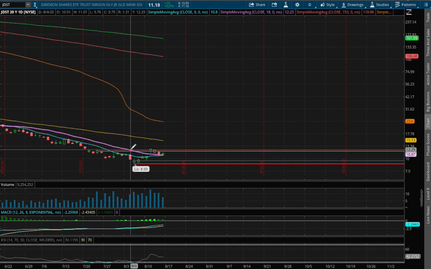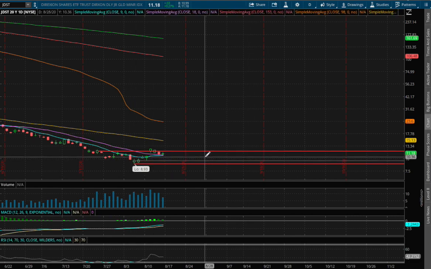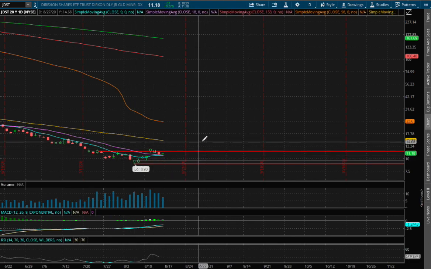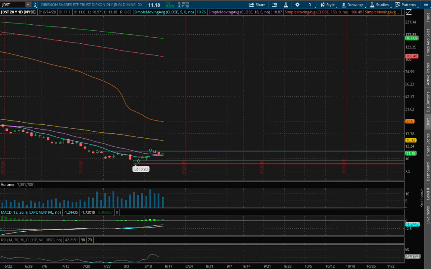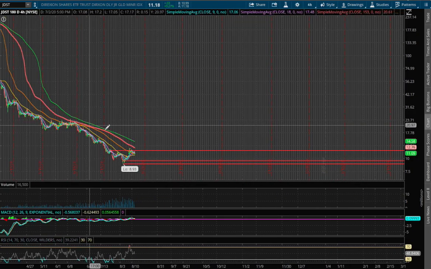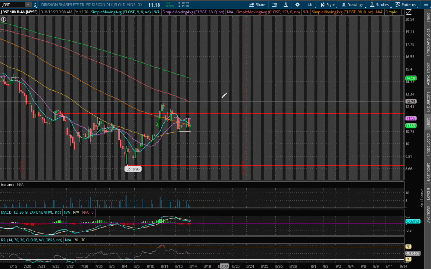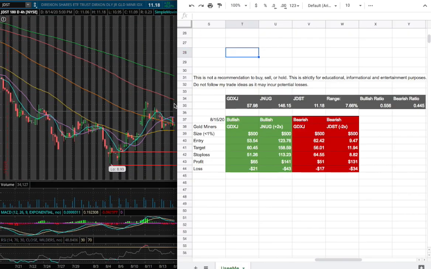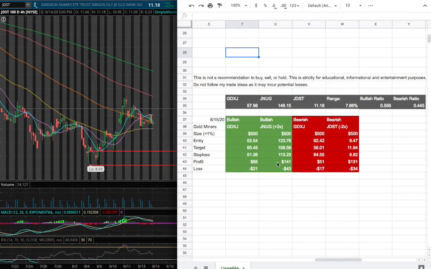On to the daily chart for JDST. At the moment we see a slight convergence, the 9 moving average converging onto the 18-day moving average, and that is somewhat a positive sign for JDST. So let's zoom in a bit for JDST and examine the trade idea of the week.